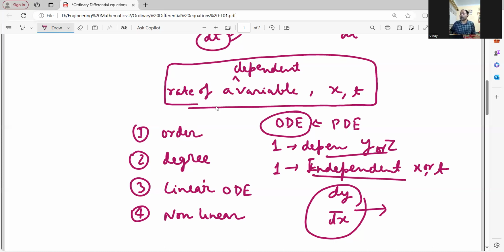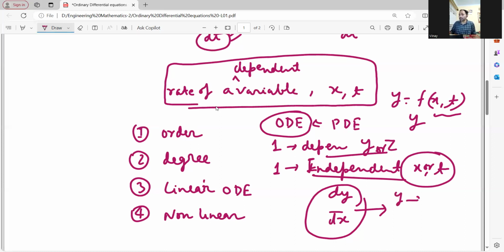or you have one dependent variable but more than one independent variable, for example, y is a function of x and t, where x and t are independent variables, then you get partial differentiation. That means y can change with respect to x as well as y can change with respect to time. Then you get a partial differential equation.